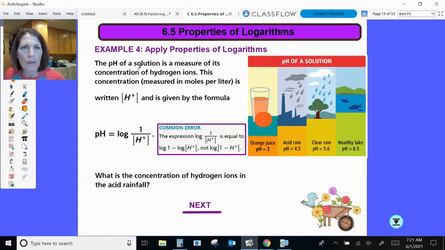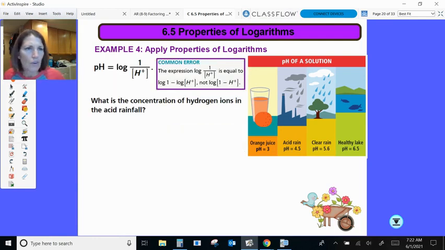The pH of a solution is a measure of its concentration of ions. This concentration is measured in moles per liter, is written as hydrogen positive, and is given in this formula right here: pH equals the logarithm of 1 over hydrogen positive. Just a little reminder here of what our log properties are. So what's the concentration of hydrogen ions in acid rainfall? Here our pH of acid rainfall is 4.5. Just plug that pH into this pH value here.